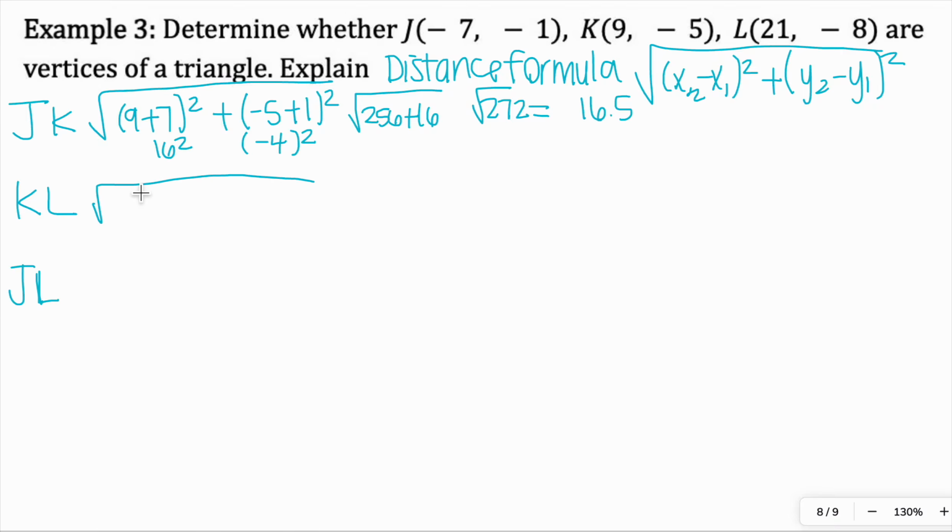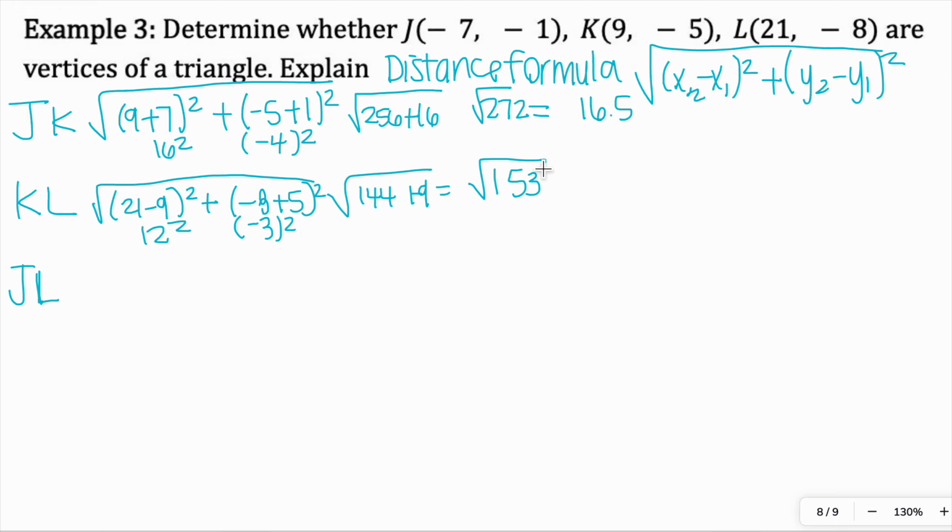For KL, I did 21 minus 9, squared that, and then I did negative 8 minus negative 5, so negative 8 plus 5, squaring. 21 minus 9 is going to give me 12 squared, and negative 8 plus 5 would be negative 3 squared, so that's going to be 144 plus 9, which is the square root of 153, or about 12.4.